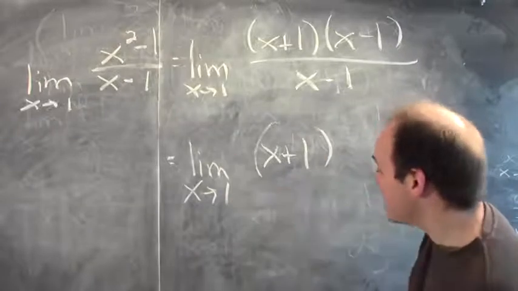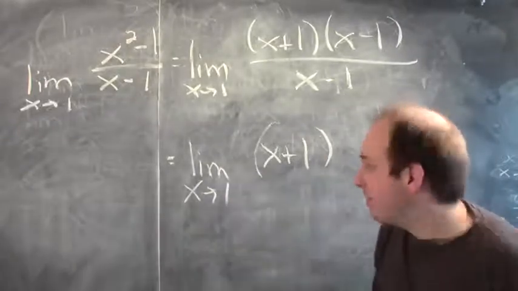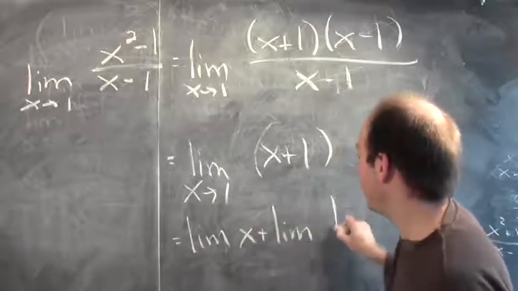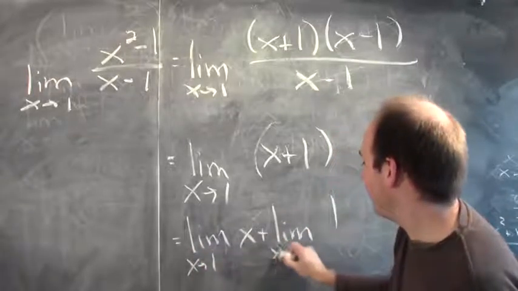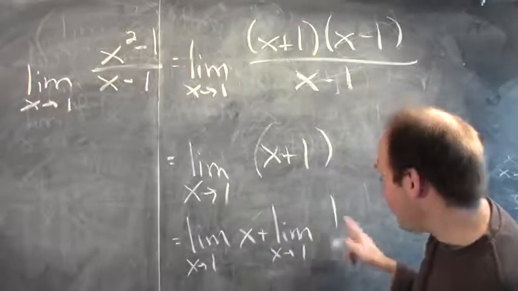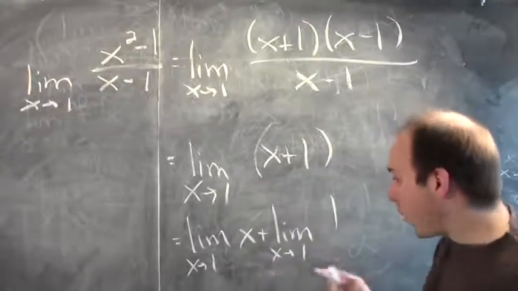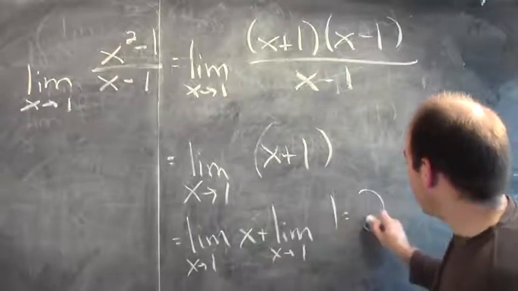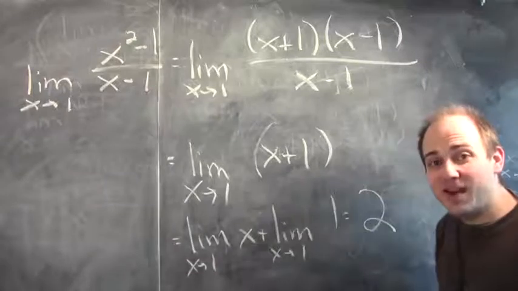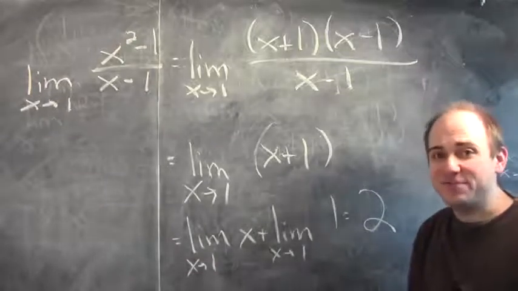This is now the limit of a sum, and the limit of a sum is the sum of the limits. So this is the limit of x plus the limit of 1 as x approaches 1. The limit of x as x approaches 1 is 1. The limit of 1, a constant, as x approaches 1 is 1. This is 1 plus 1. This is 2. And so that limit is equal to 2. And our limit laws have again saved the day.